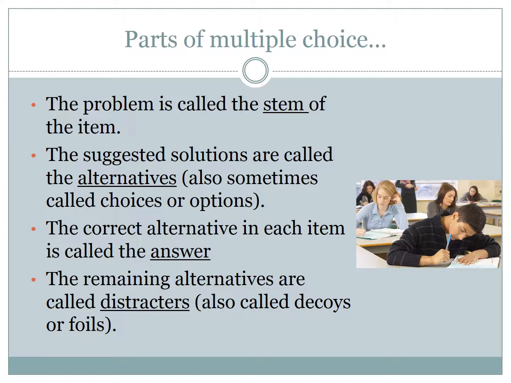There are different parts of a multiple choice. The problem is called the stem of the item. So the part that you read first in a multiple choice is the stem. The suggested solutions are called the alternatives, or sometimes they're called the choices or options. The correct alternative is the answer, and as I said, the remaining alternatives, the incorrect answers, are called distractors. You may also hear them called decoys or foils.